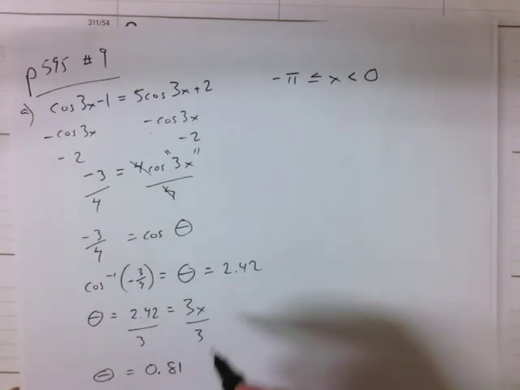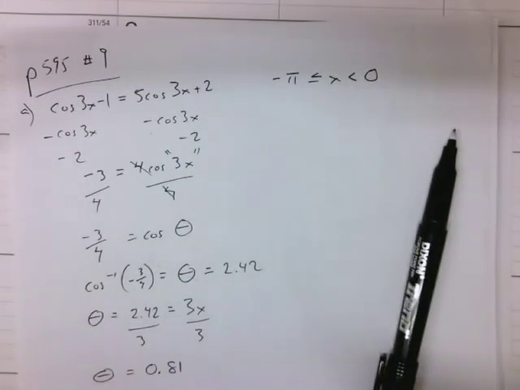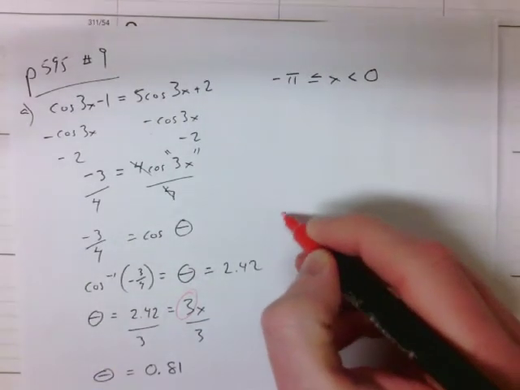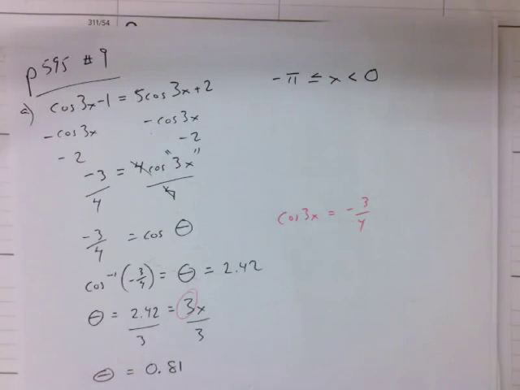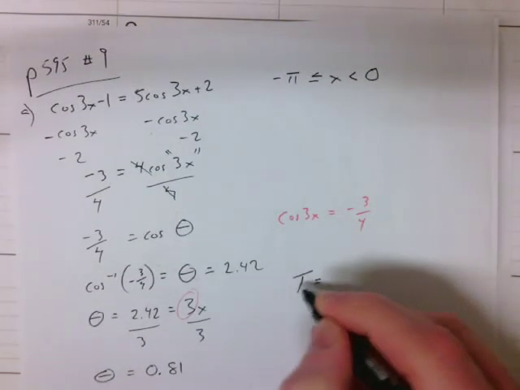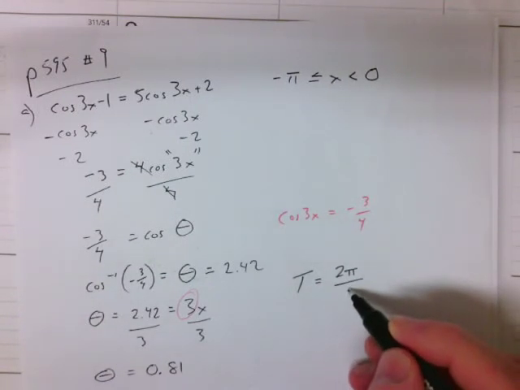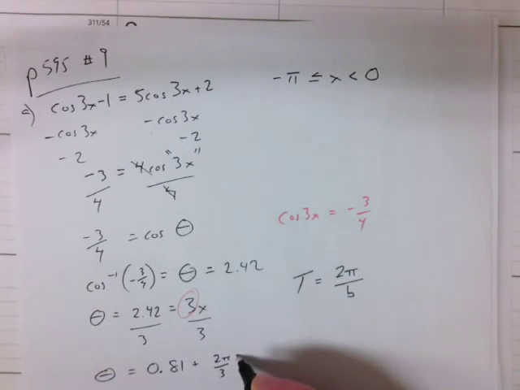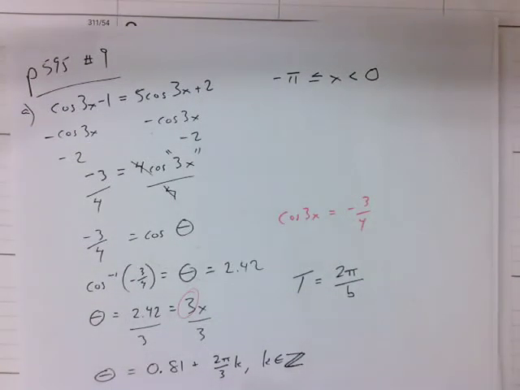Now, we have our b value in here, I'll use a different color, which is 3. Our b value is 3. We had cos of 3x equals negative 3 over 4. A period, T is the period, is normally 2 pi. But it's 2 pi over b, and in this case 2 pi over 3. So this is plus 2 pi over 3 k, where k is an element of the integers.